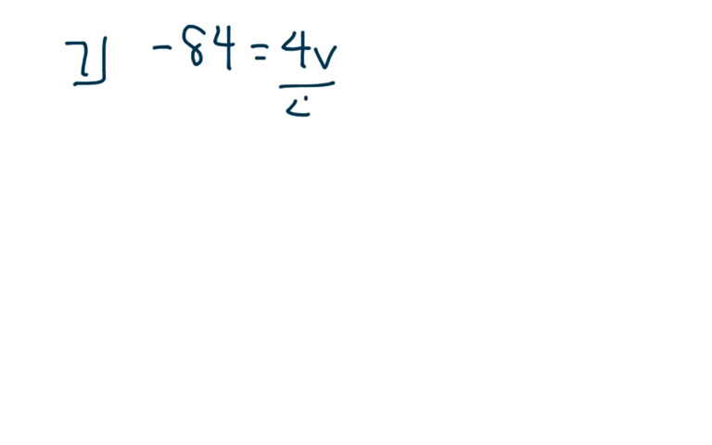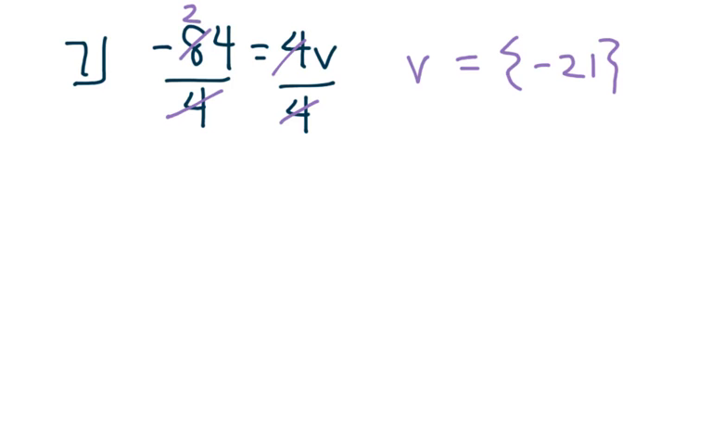Okay, the next one is -84 equals 4v. And this one seems pretty easy. You just divide both sides by 4. Now, unless you can do it in your head and say what number times 4 is -84, which is basically what you're doing anyway. So when you divide, you get v equals -21. All I did is say 4 goes into 8 2 times, 4 goes into 4 1 time. So my solution set is -21.